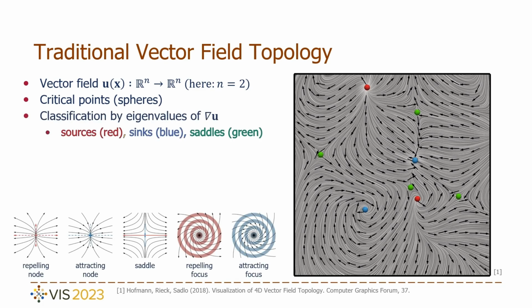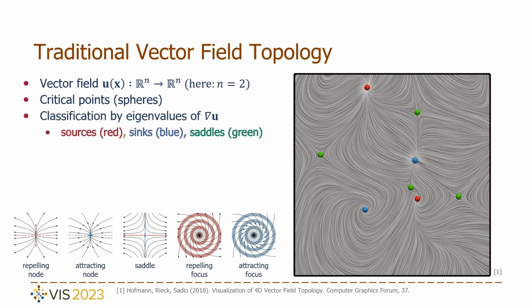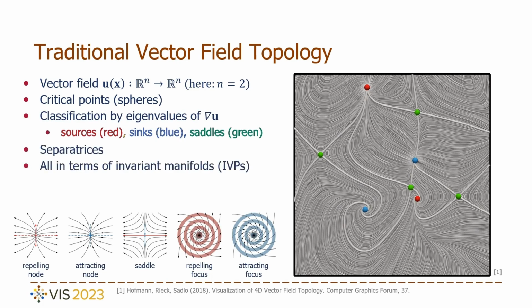The field points away from the red sources and towards the blue sinks. The green saddles are of hyperbolic nature and generate separatrices. These separatrices divide the field into regions of similar behavior.